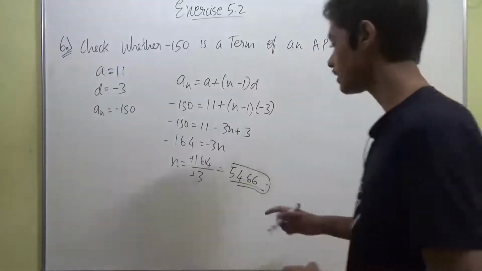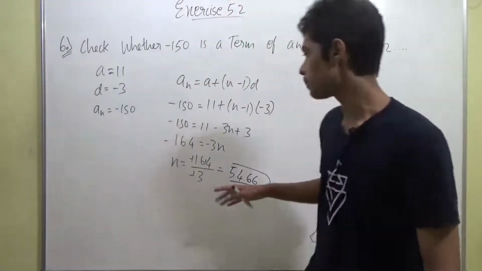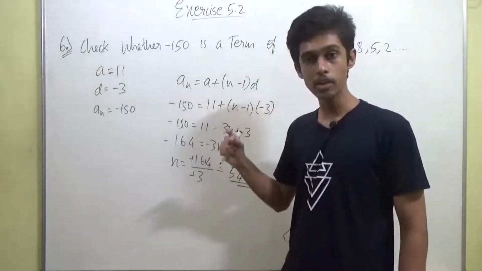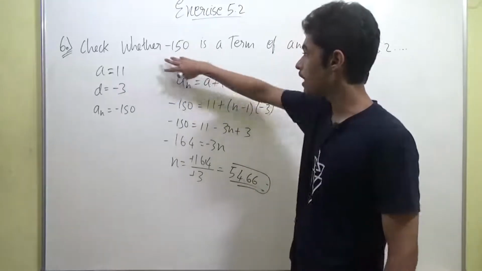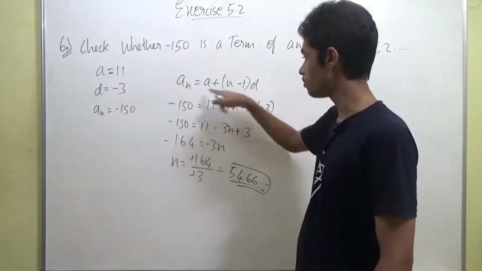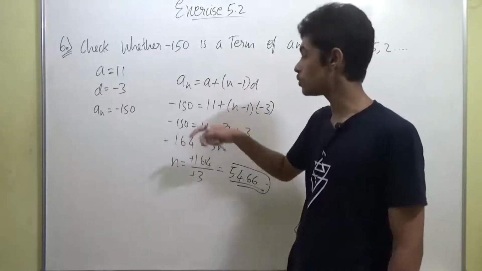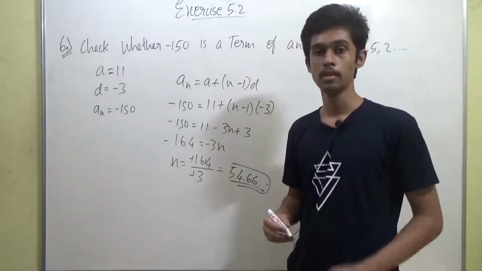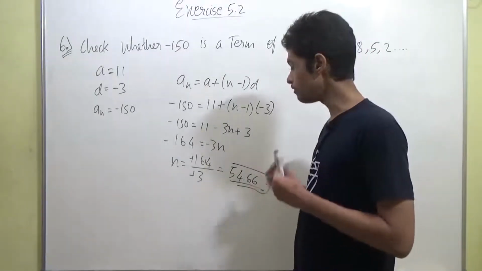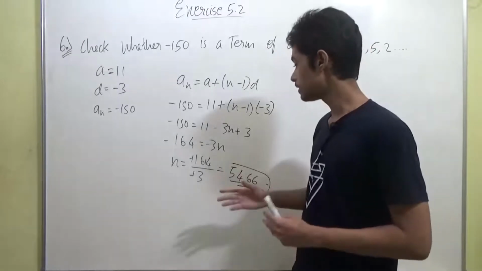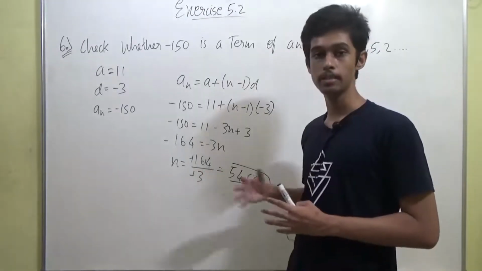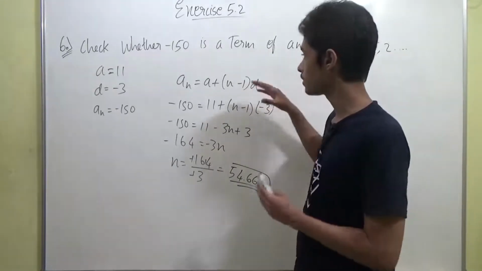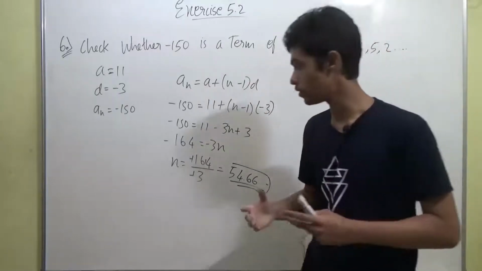Finally, you'll conclude. The few steps I'm skipping are the writing part; only the calculation and the conceptual part I'm explaining to you. But when you're writing in your exam, you have to write the given, then write this formula, apply it, write a small sentence, and at last conclude, which I'm saying verbally. In your exam, you have to write it out, saying that since n is a fraction or a decimal, it's not a natural number, so minus 150 doesn't come in that AP. Like that you have to conclude, guys, right?